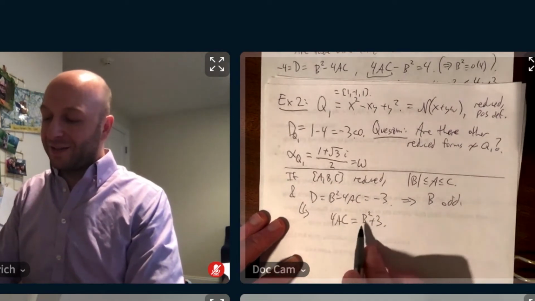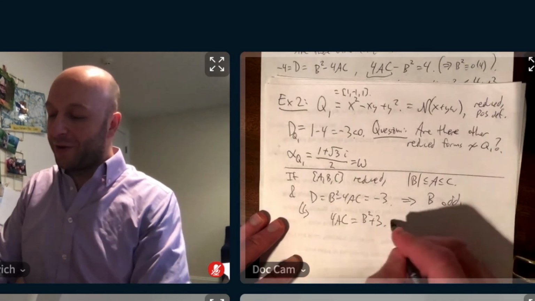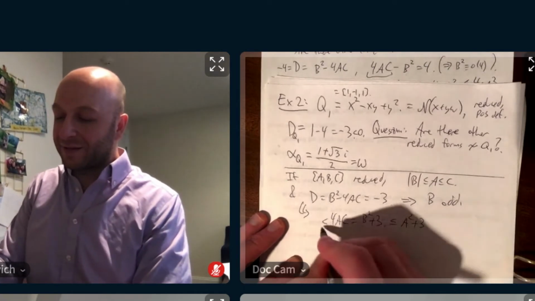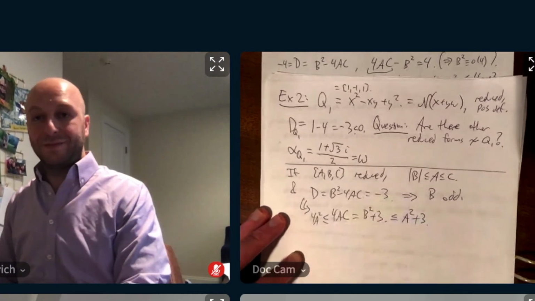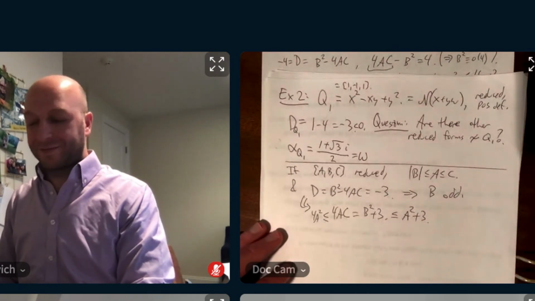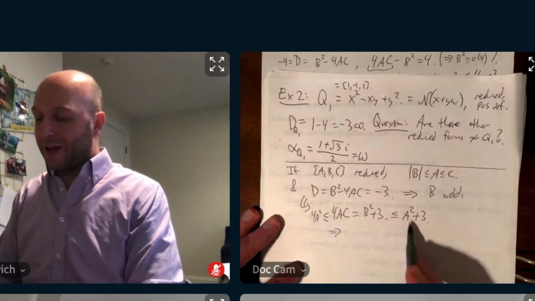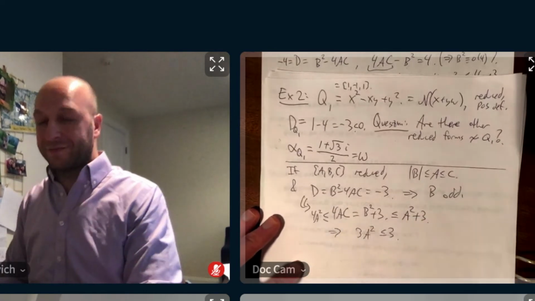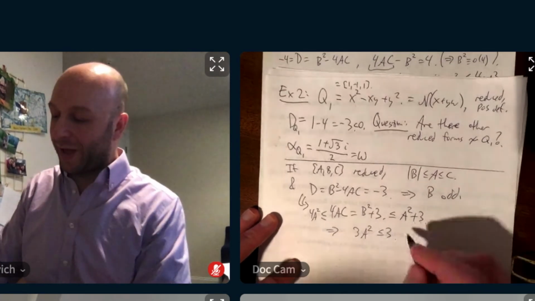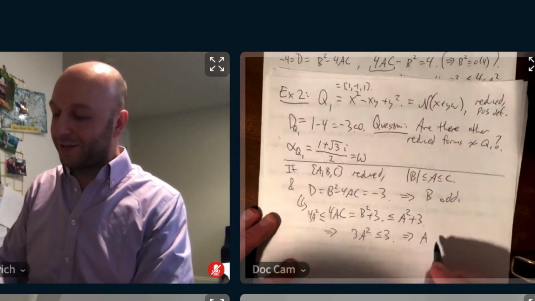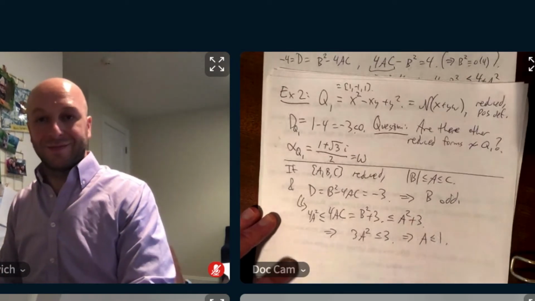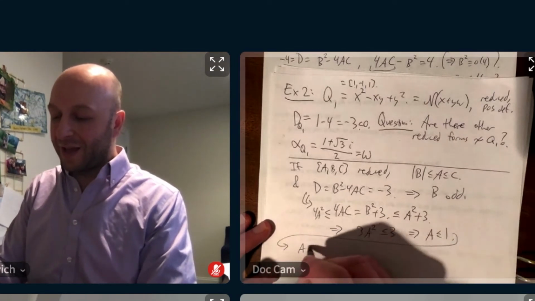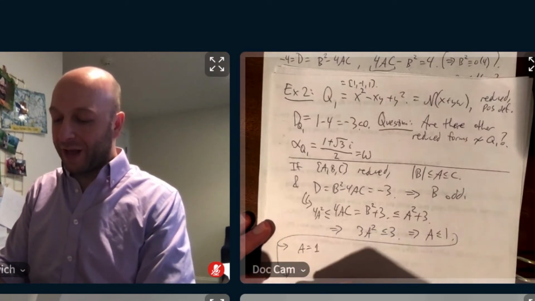And again, B squared is at most A squared, and C is at least A. So what have we learned? I'll subtract an A squared to this side, so 3A squared is at most 3. So A is at most 1. So we have two options. A is equal to 1, or A is equal to 0.